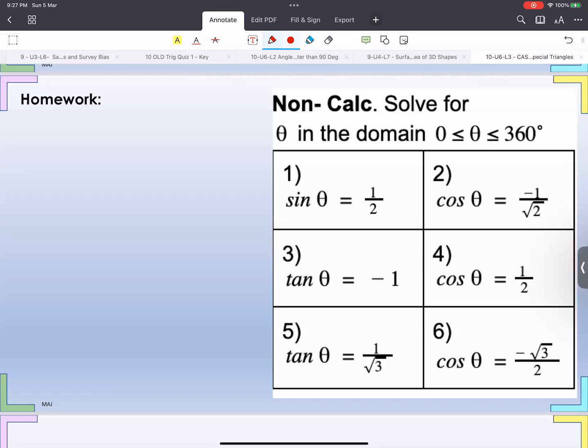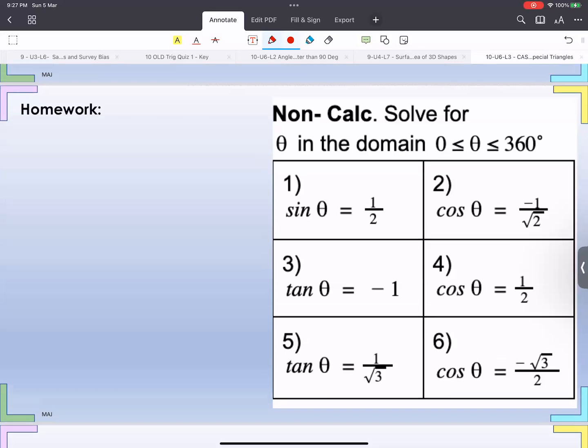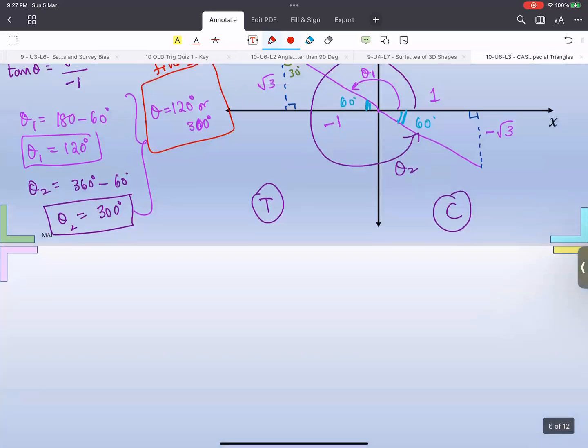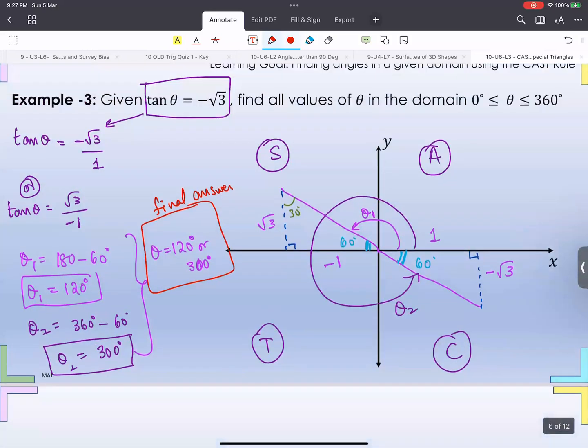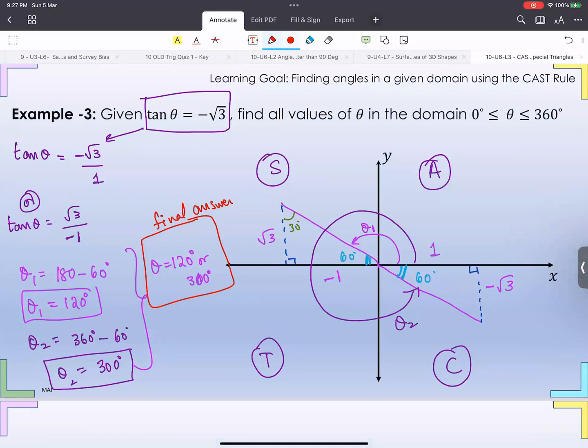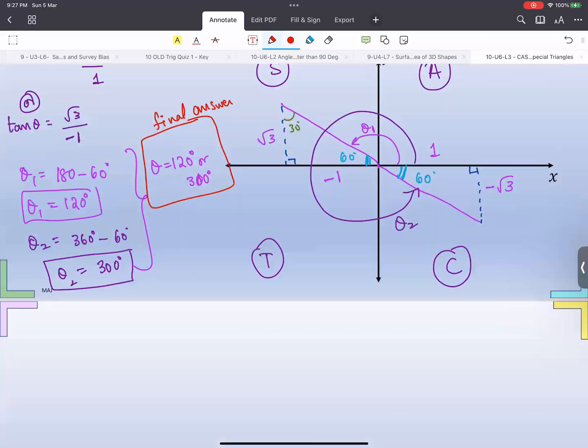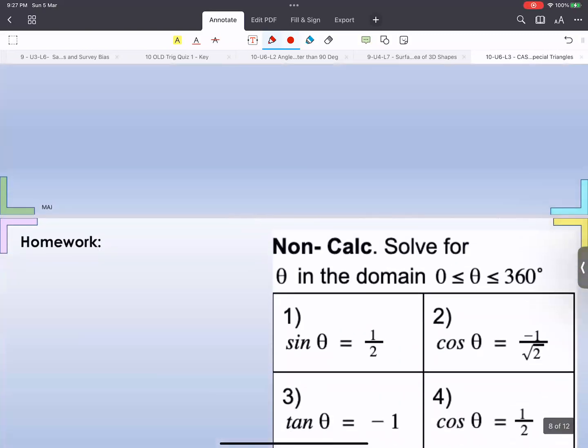We are looking for a whole domain between 0 and 360. So please follow the method I've given you, because if you try to find any shortcuts, you're going to really suffer on a non-calculator test. So be methodical, work on your homework, and you can pause the video and watch if you need to.